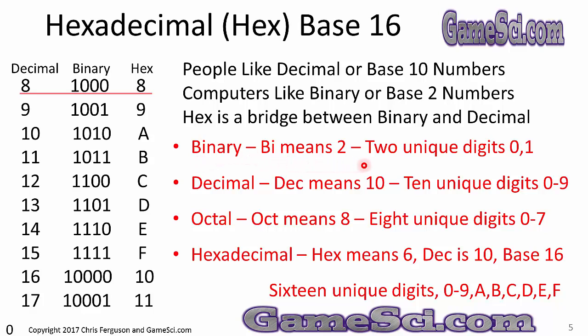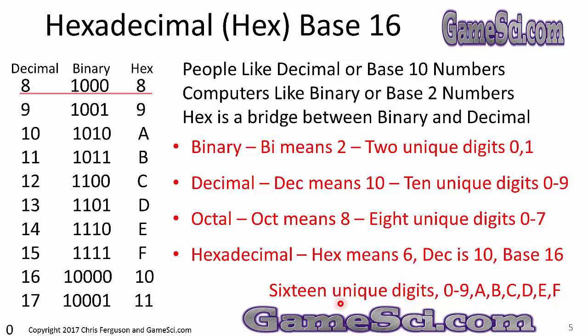Binary, bi means 2. Two unique digits, 0 and 1. Decimal, dec means 10. 10 unique digits, 0 through 9. There's also the octal numbering system. Oct means 8. It has 8 unique digits, 0 to 7. When you get past 7, you've got to reuse digits. And today's topic, hexadecimal. Hex means 6. Dec means 10. 6 plus 10 is base 16.